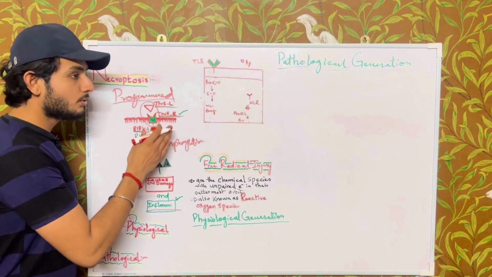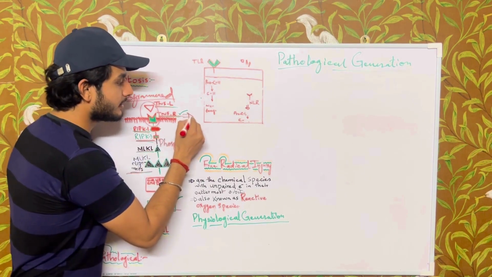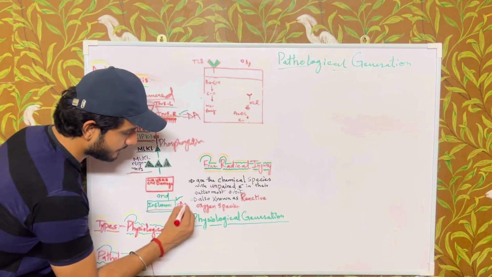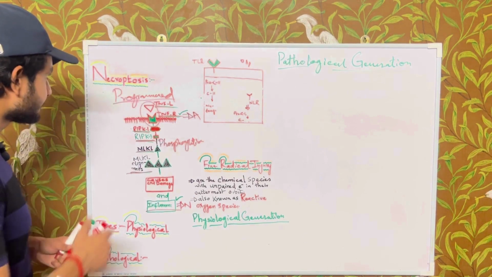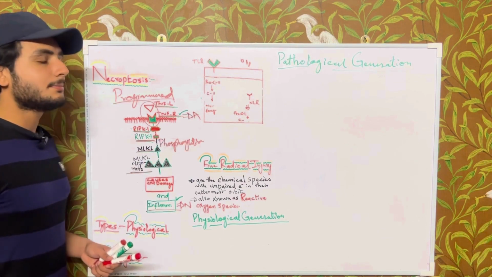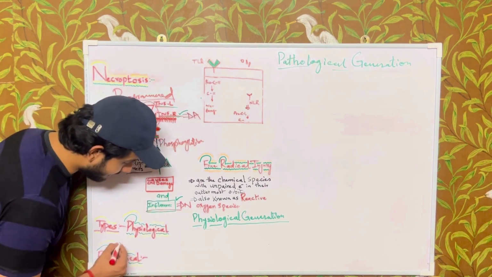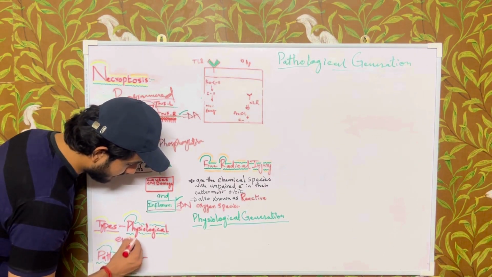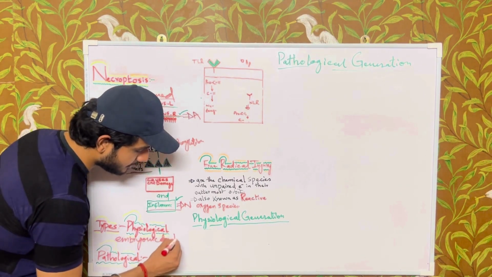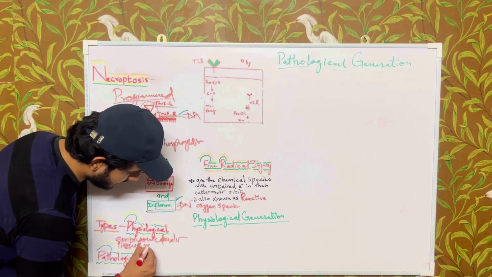So necroptosis has the features of both apoptosis as well as necrosis. Necroptosis could be either a physiological process or a pathological process. Physiologically, necroptosis is involved in embryonic development. It is also involved in the tissue repair mechanism.